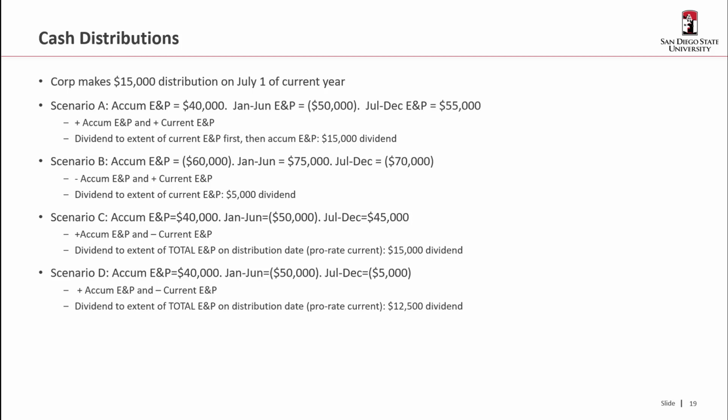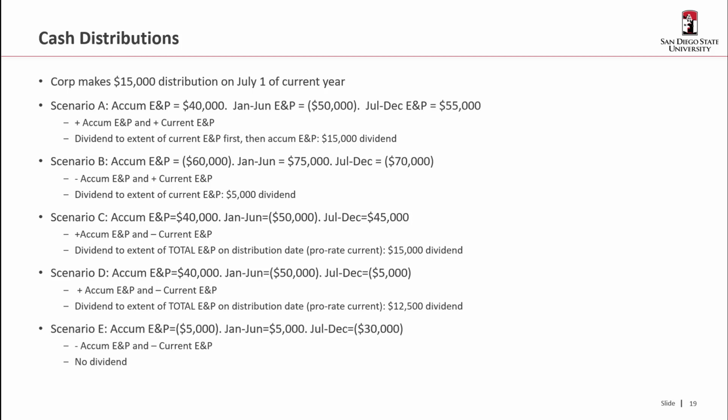Well, my current E&P at year end is negative 55,000. As a result, half of that prorated back, I believe, is 27.5. The 40,000 minus the 27.5 leaves me positive total E&P on the date of the distribution of 12.5. Therefore, it's a dividend to the extent of 12.5. The rest of it, return to basis and then capital. In our final scenario, I have negative accumulated E&P, and over the total of the year, I have negative current E&P. Therefore, I have no dividend.